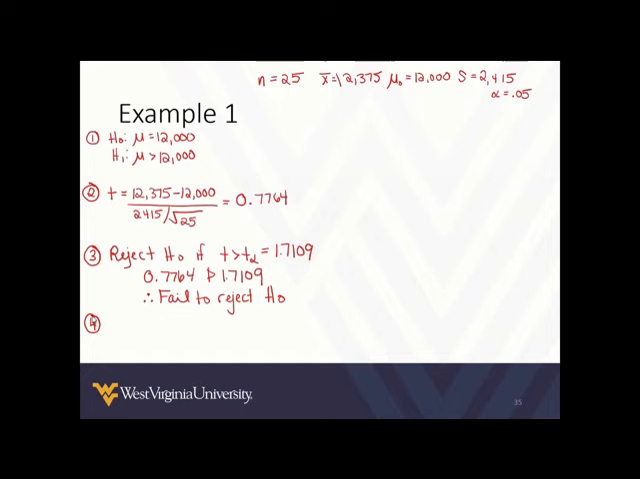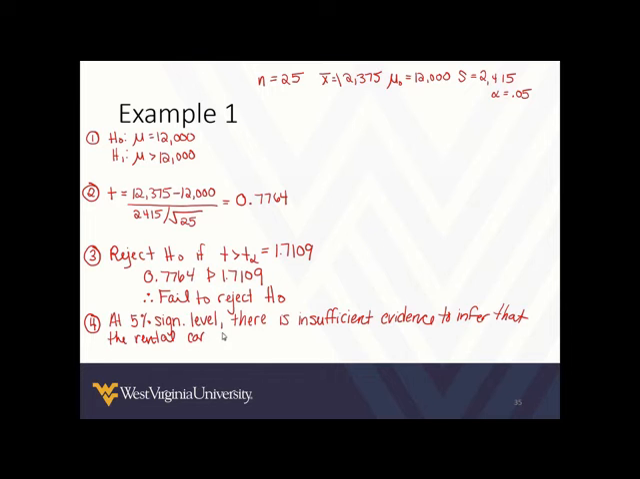This brings us to the part where we can state our conclusion and say that at 5% significance level, there is insufficient evidence to infer that the rental car fleet has greater gas mileage than the average of 12,000 miles.